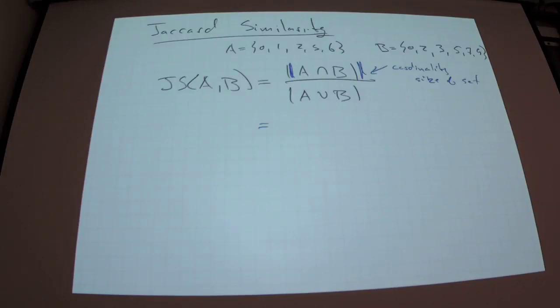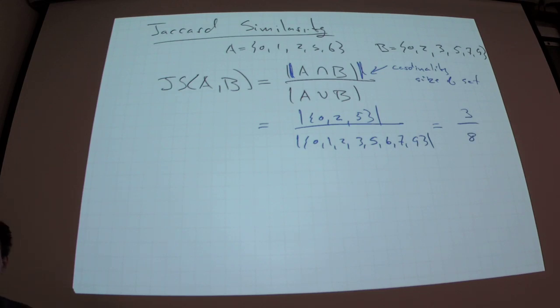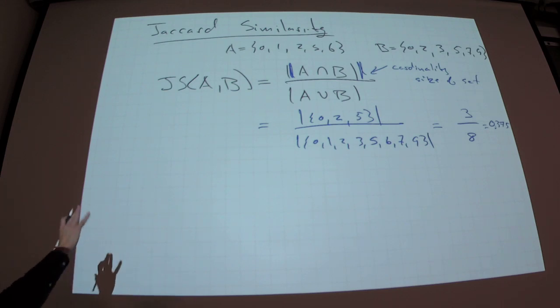Hopefully you know what the intersection is, but to go through this example: the intersection, the things which are in both, is 0, 2, 5, and I think that's it. And the union, the things which are in either, is 0, 1, 2, 3, 5, 6, 7, 9. So the sizes of these are 3 over 8. The Jaccard similarity is 3/8, so this is 0.375. This is the Jaccard similarity on these two sets.